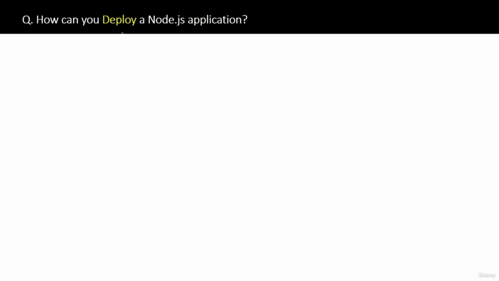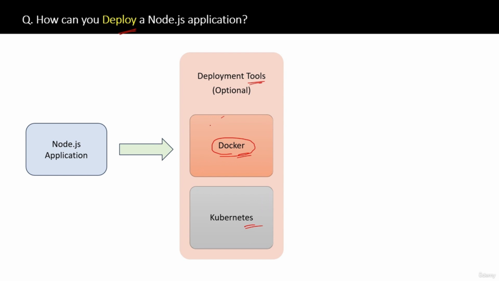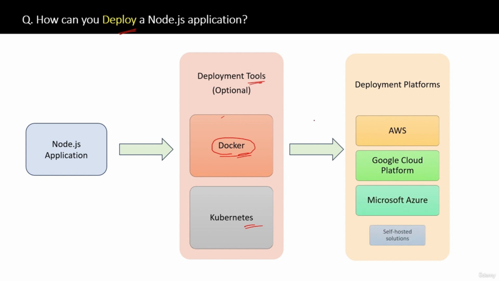How can you deploy a Node application? If you have a Node application like this, then first, and this is optional, I'm telling you the steps. First, optionally, you can use deployment tools for your application like Docker and Kubernetes. Let me give you a very high level idea of Docker. Docker is like a ship container which will transport and deploy your application to a deployment platform like AWS, Google Cloud, Azure cloud-based solutions, or any self-hosted solution, like your own servers or application servers, this last option.